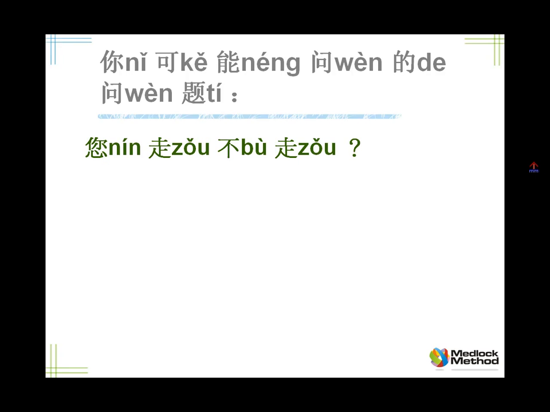In another situation, you might want to ask, are they going on the meter or do you have to negotiate the price? So on the meter would be 表. On the meter, go on the meter would be, in Chinese it says hit the meter, 打表. So this question you want to ask is, do you hit the meter or not? So ask me, are you using the meter?